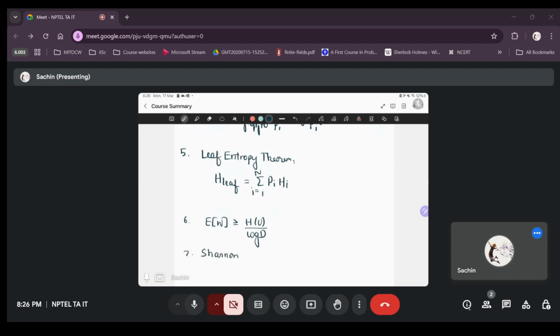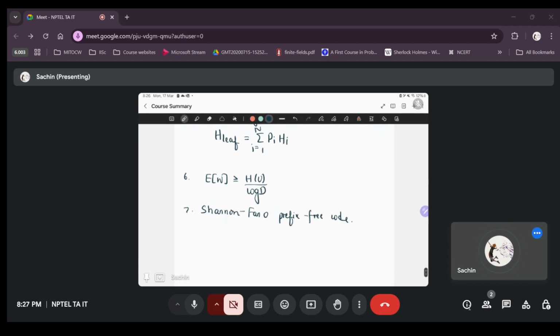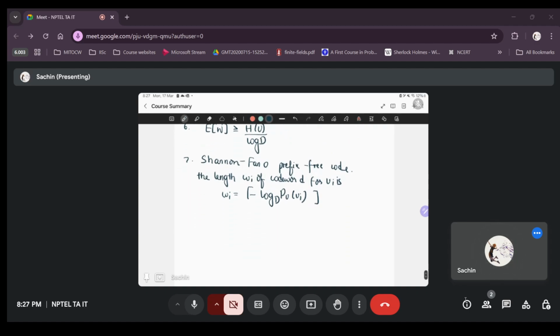Then you can do Shannon-Fano prefix coding, where the length Wi of the code word for Ui is the ceiling of minus log of P of Ui, log to base D. And this gives you E of W less than H of U by log D plus 1.